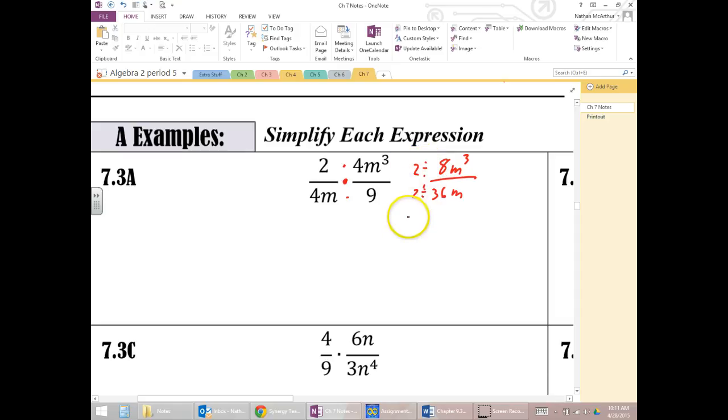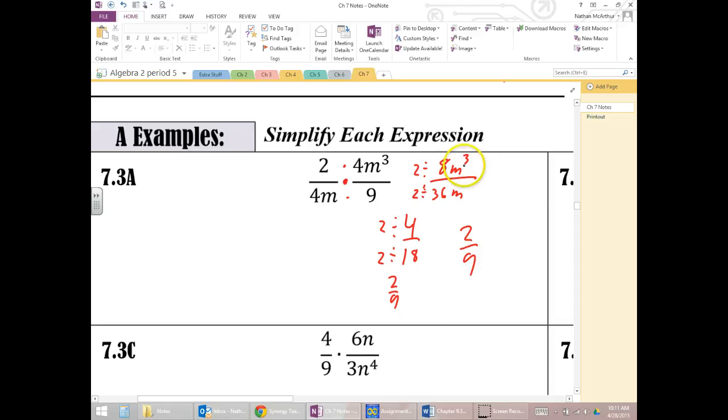That ends up being 4 over 18. That can reduce again by 2. Ends up being 2 over 9. So just the numbers alone, I end up with 2/9.